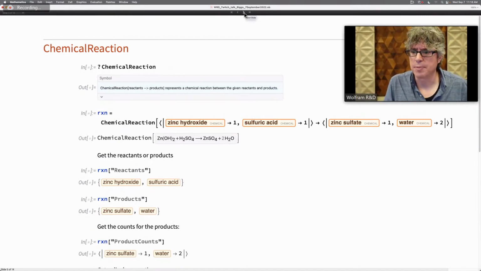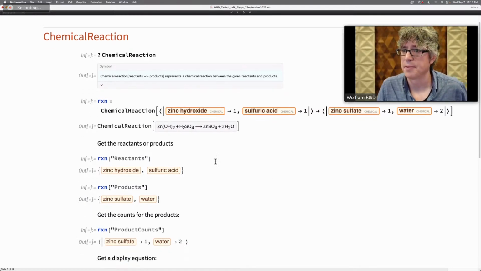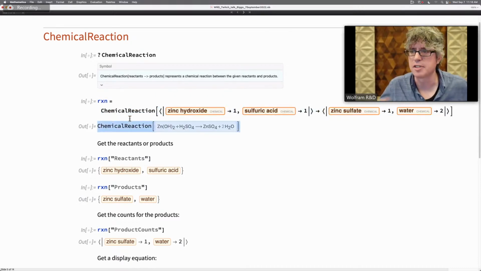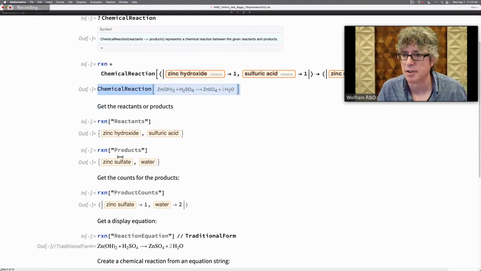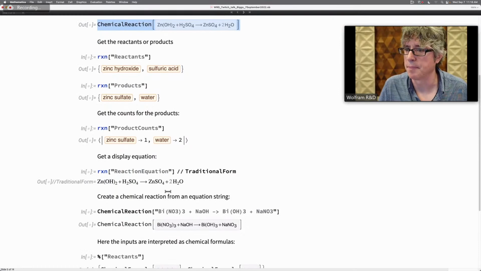So now that we've got representations for biosequences, molecules, entities, and formulas, we can start talking about a chemical reaction. We can look at one of these reactions you might find in a classroom. You've got sulfuric acid and zinc hydroxide. Acid plus base goes to salt plus water. This is your symbolic representation of the reaction. You can ask it for its reactants, its products, the counts therein. You can get a displayed form of it.